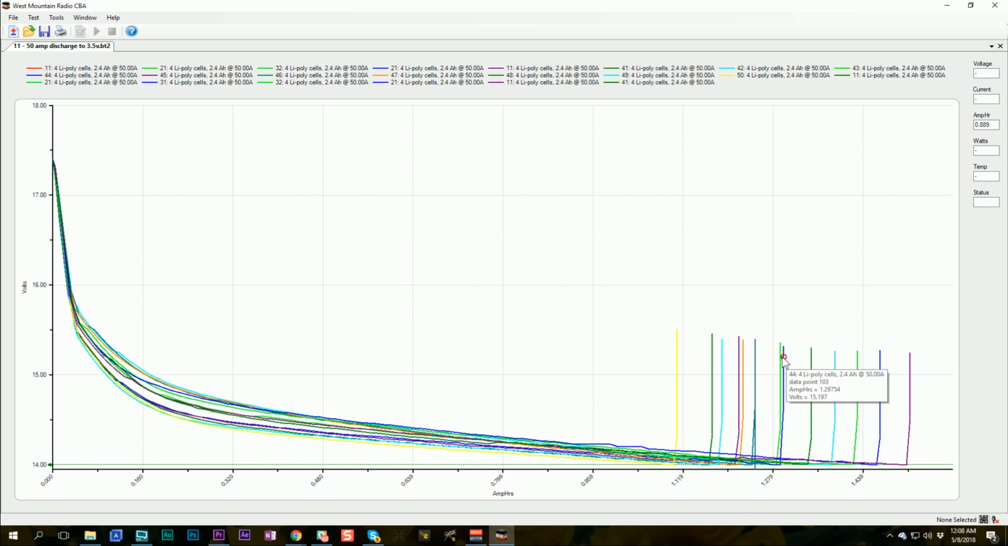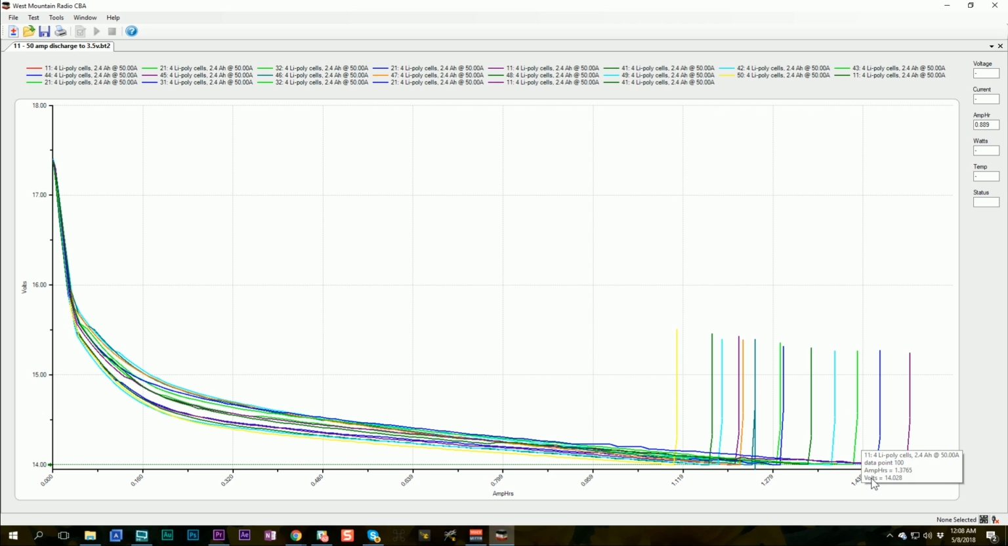And then here, 44, 43, here's 46, 47, 45, we can see 49, 48, and 50. We can see that each time we do one of these 50 amp discharges, and there was nothing in between there, so we just charge it up and discharge it. Each time we do one of these 50 amp discharges, the pack is degrading. It's just sort of crumbling right before our eyes, in a sense.